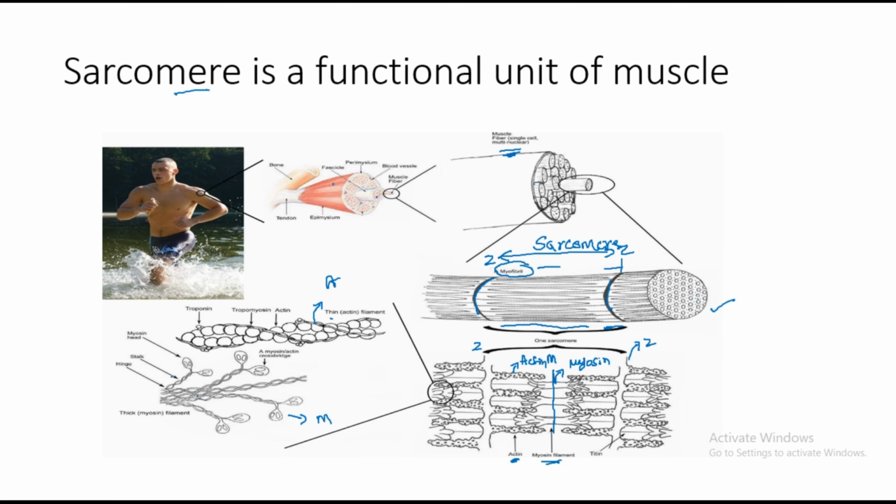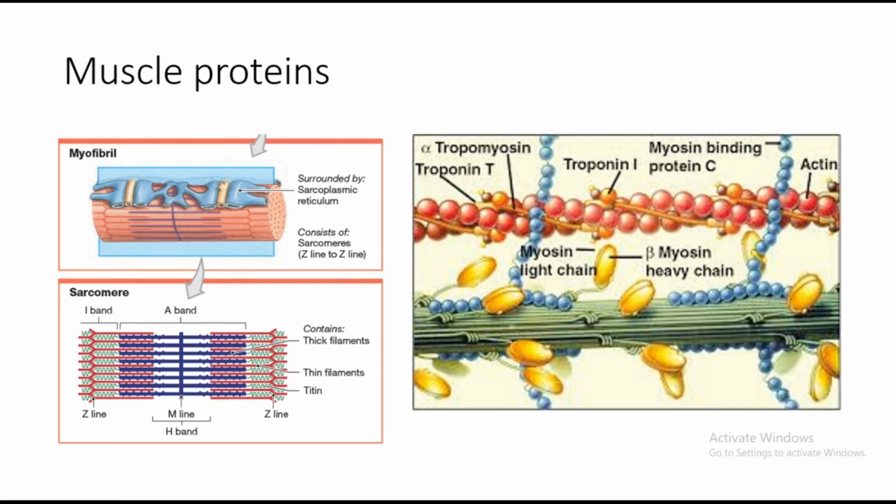Right. So the actin and myosin filaments are the structural and functional proteins in the muscles. These are the muscle proteins helping with muscle contraction. And the sarcomere is the structural and functional unit of the muscle fiber. I will explain the sarcomere structure further in the subsequent slides.